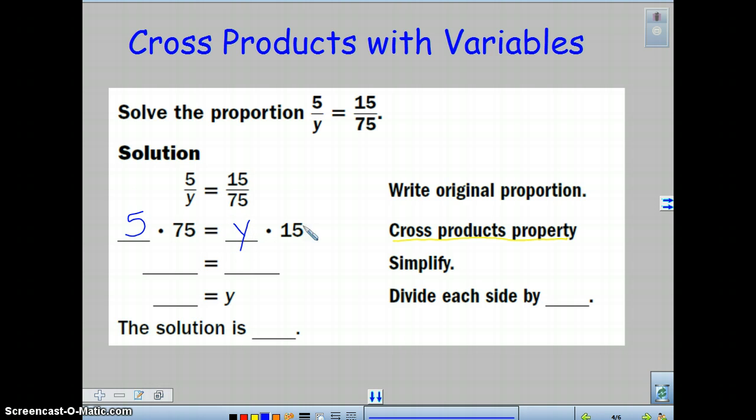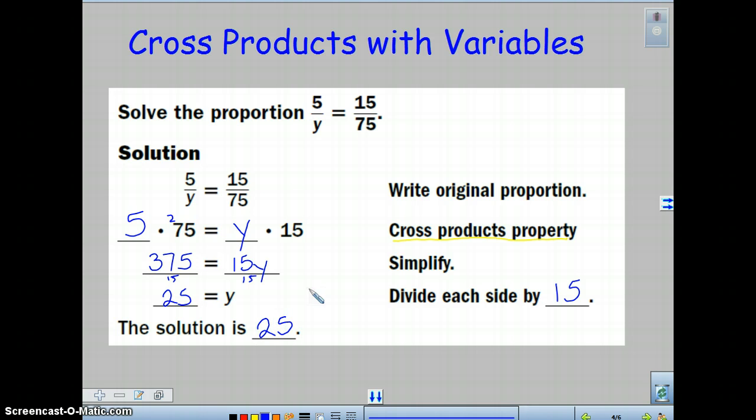So when we simplify this out, this is the easy side. That's just going to be 15y. Let's see, 5 times 5 is 25. Carry the 2. 35, 36, 37. 375 equals 15y. All right. So now all that we're going to do is we're going to divide each side by 15. Well, if we divide this side by 15, all we're left with is y. If we divide this side by 15, we're going to be left with 25. So our solution is going to be 25.